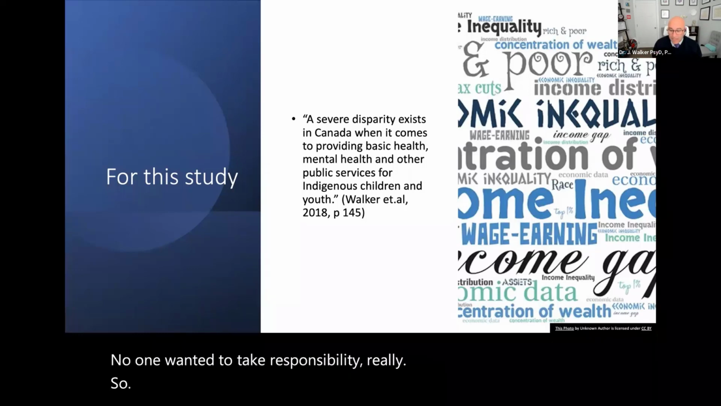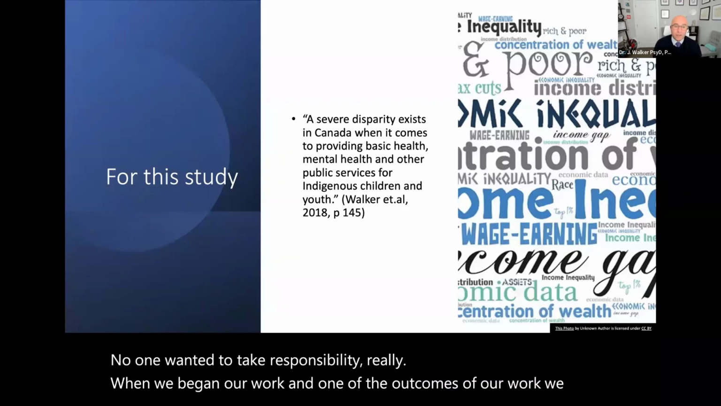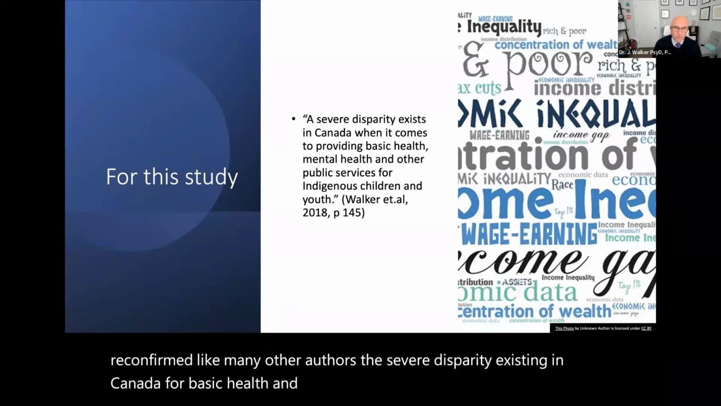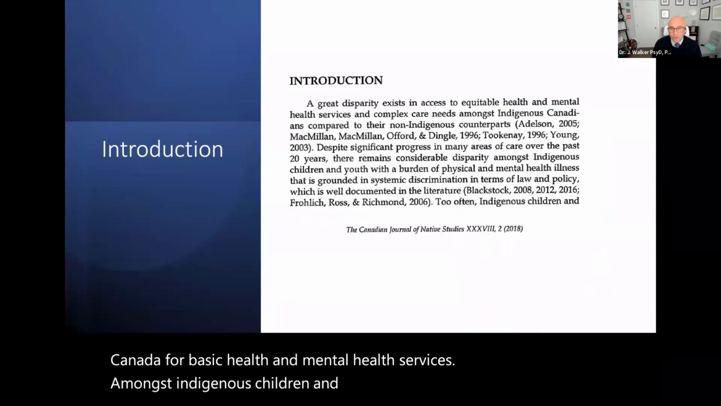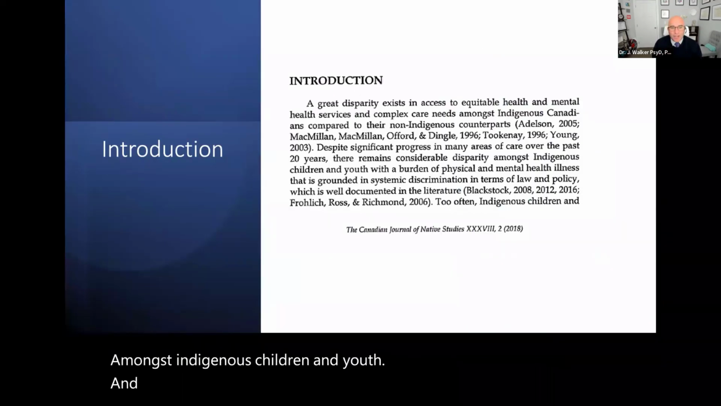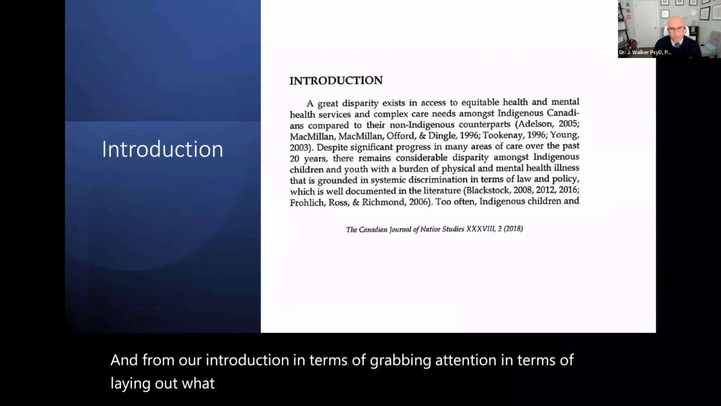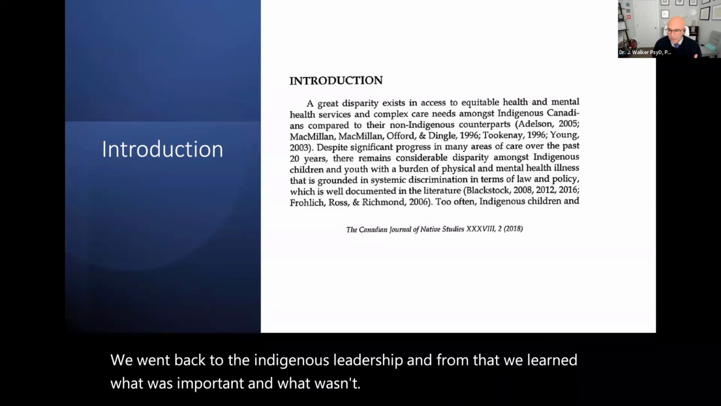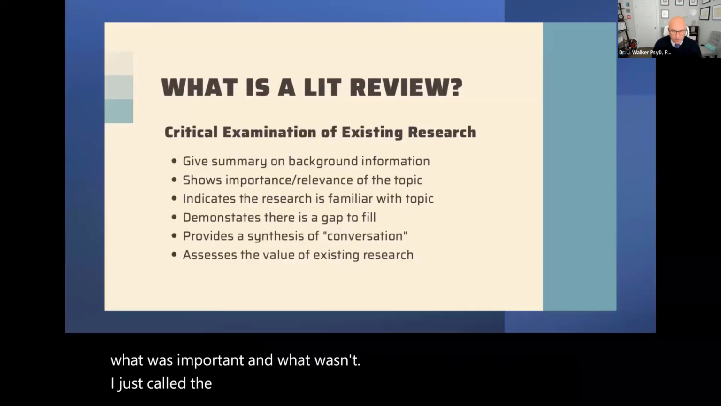So when we began our work, one of the outcomes of our work was that we reconfirmed, like many other authors, the severe disparity existing in Canada for basic health and mental health services amongst Indigenous children and youth. And from our introduction, in terms of grabbing attention and laying out what we wanted to talk about, again, we went back to the Indigenous leadership. And from that, we learned what was important and what wasn't. It's called a two-eyed way of being in terms of research. And I'll talk about that.